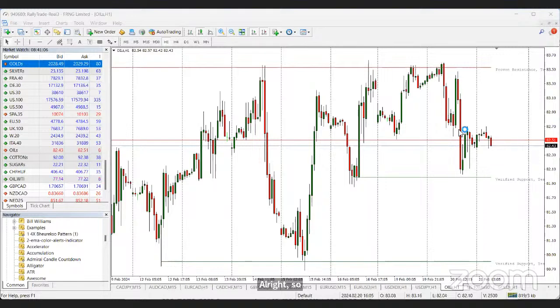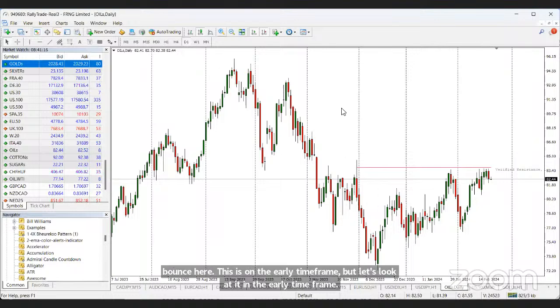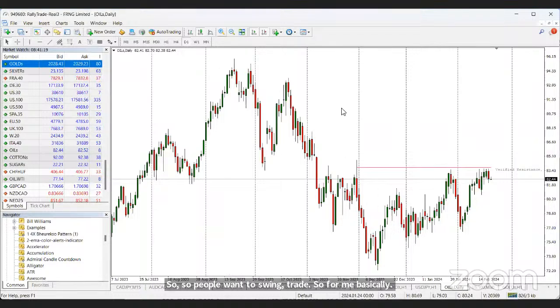All right, so now if you look at the oil right now, you can see this bounce here. This is on the hourly time frame, but let's look at it on the daily time frame for our swing traders, people who want to swing trade. Remember, if you want to swing trade, as investment traders or position traders, ensure you have good funds in your trading account, 2 million, 3 million and above is most advisable.